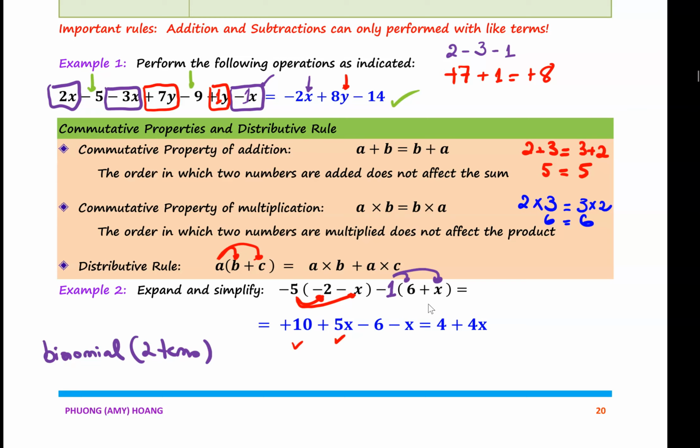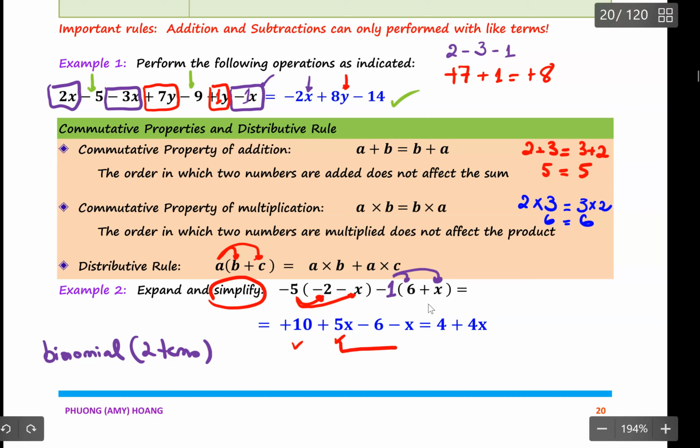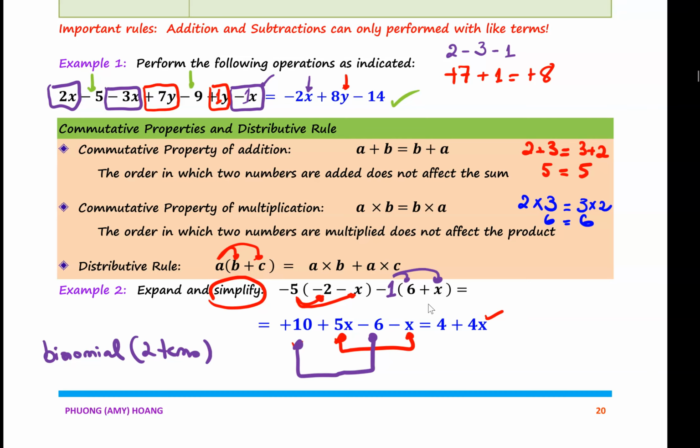Or you hear this all the time, right? You hear negative times positive x becomes negative x. But I cannot stop here yet because I have to identify the like terms and perform the operation with the like terms, because this question also asked me to simplify. Okay, so in this case I found that these are the like terms. So positive 5x subtract x will give me 4x. Positive 10 subtract negative 6 should give me positive 16. So 4x plus 16 is the final result.